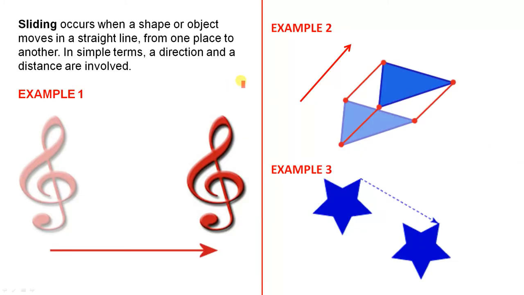Sliding occurs when a shape or object moves in a straight line from one place to another. In simple terms, a direction and a distance are involved. So let's look at example 1.